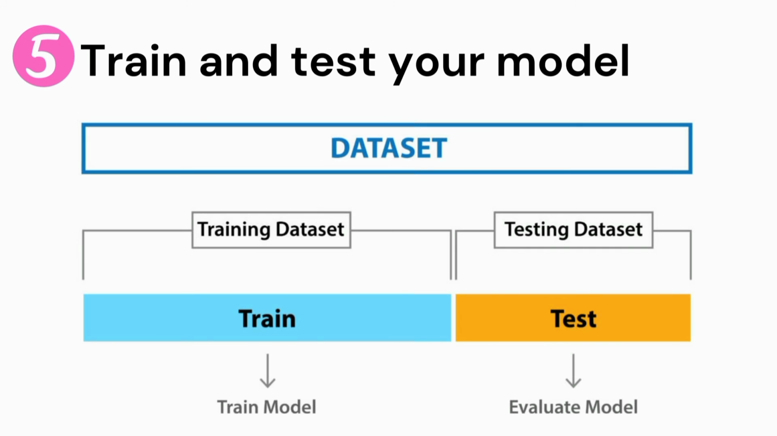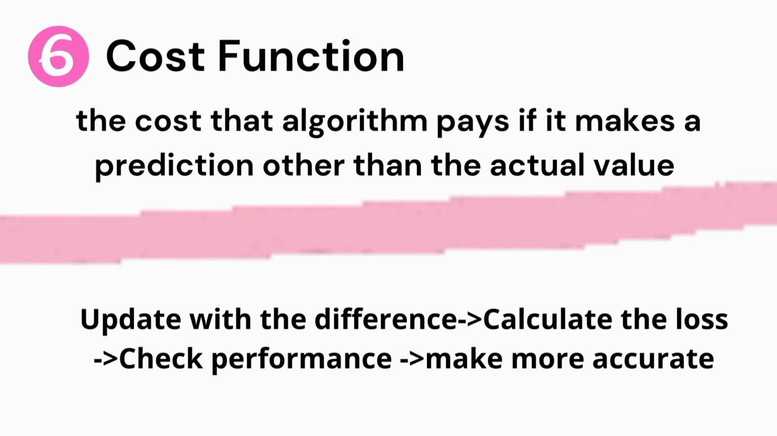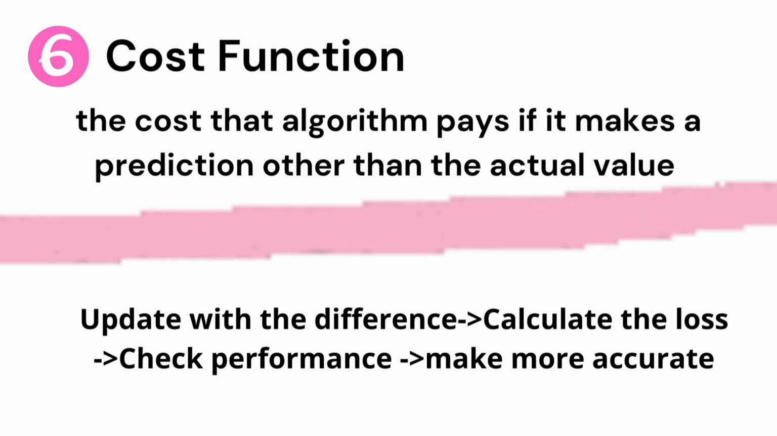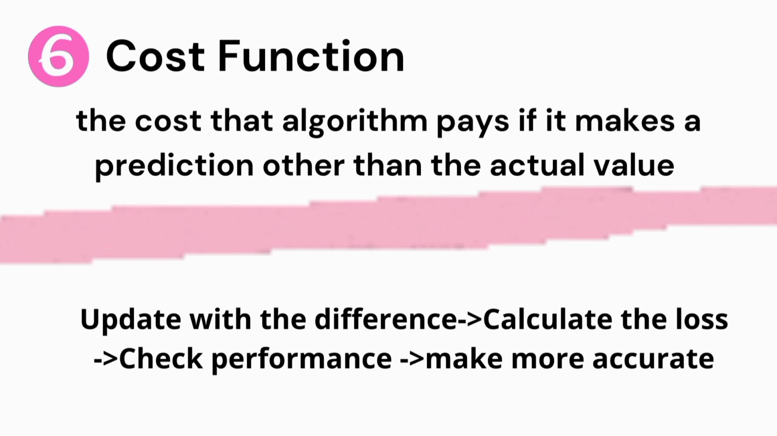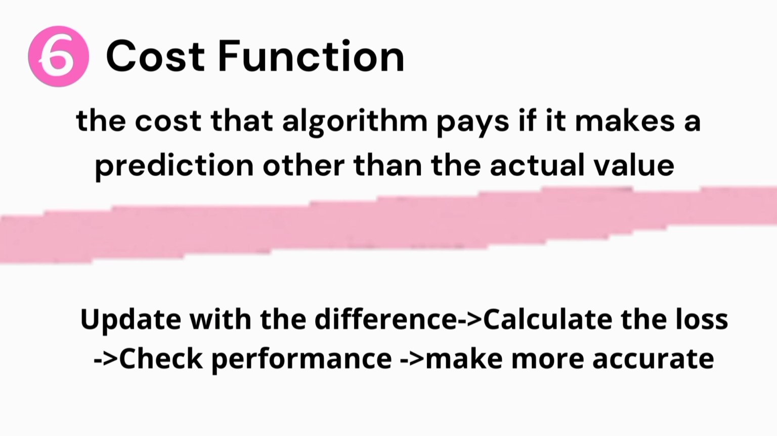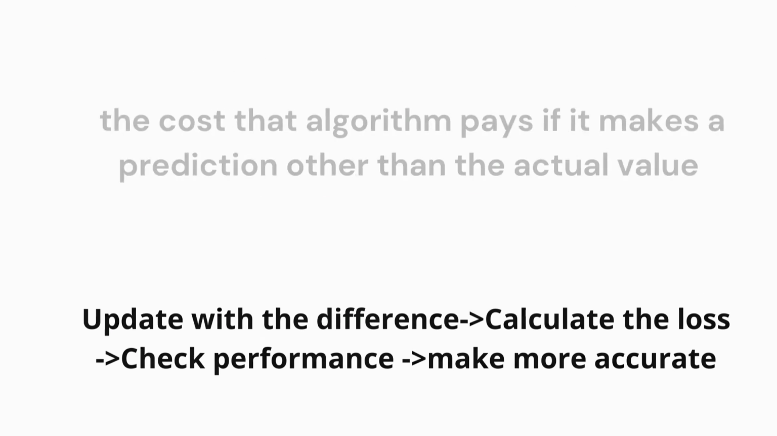Step 5. After these steps, you train and test your model. Your step 6 would be calculating the cost function. It is the cost that the algorithm pays if it makes a prediction other than the actual value. After this, you update it with different weights and calculate the loss. Finally, you check the performance of the model and make it more and more accurate.